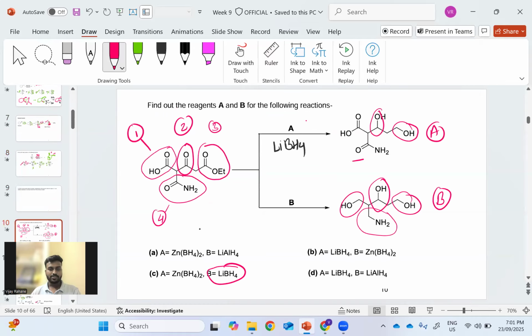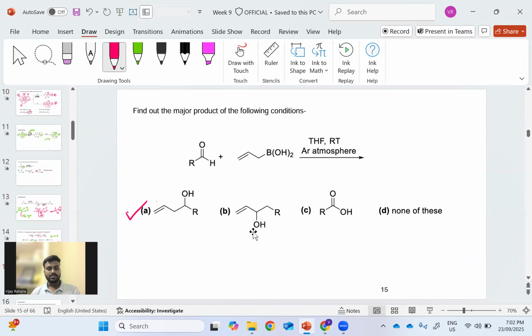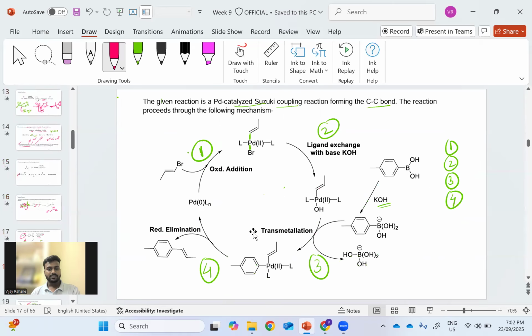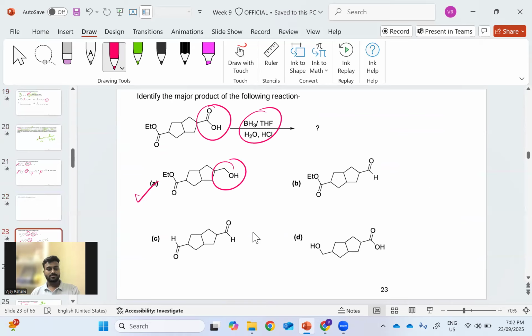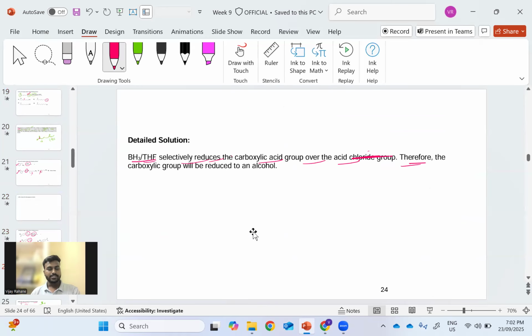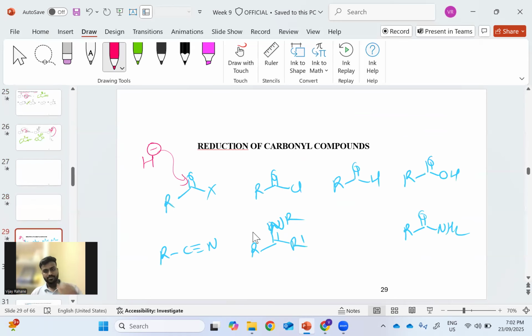These problems we have already discussed last week. Today I would particularly like to revise some of the reducing agents. These problems were also covered in last week's video, so you can refer to that video, and I will not discuss them again today. Basically, today I'm planning to cover the reduction of carbonyl compounds, so we'll revise some of the reducing agents.